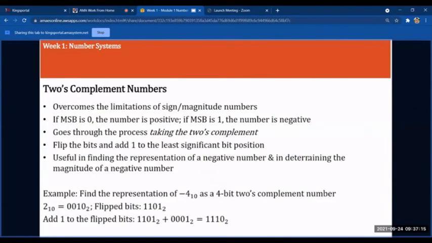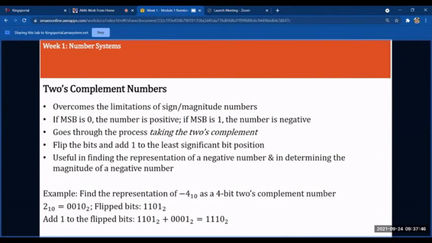So, two's complement. Two's complement overcomes the limitation of sign magnitude numbers. If the MSB is 0, the number is positive. If the MSB is 1, the number is negative. It goes through the process of taking the two's complement: flip the bits and add 1 to the least significant bit position. It is useful in finding the representation of a negative number and in determining the magnitude of a negative number.